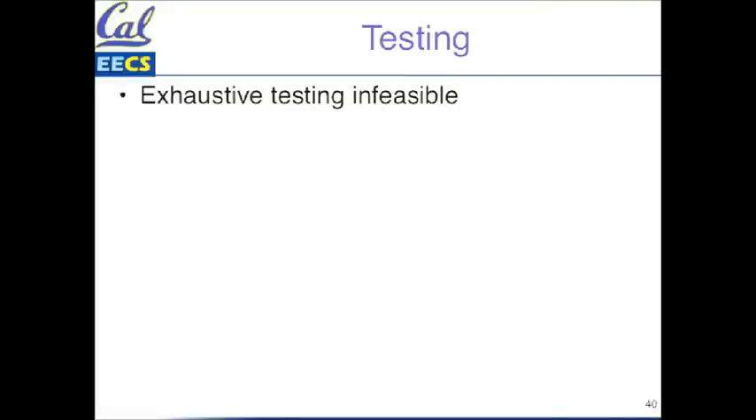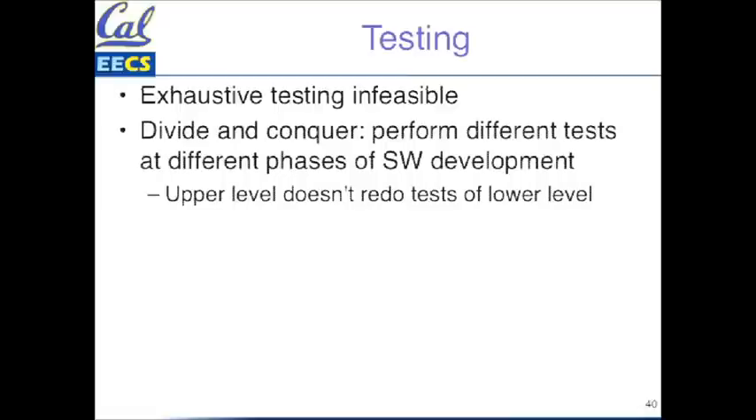So you can't do exhaustive testing. Your programs probably have more than one variable, and it probably takes more than a nanosecond. So what do people do? What we always do in computer science: we divide and conquer. We perform different tests at different phases of software development. And we're going to build up layers of interpretation, layers of abstraction. That's our standard shtick here.